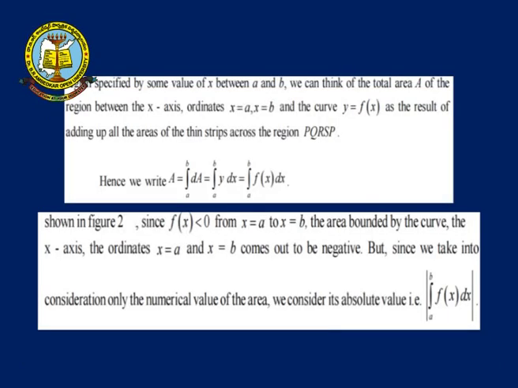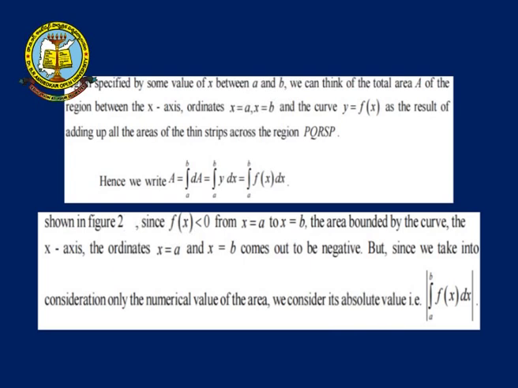Now, in this region specified by some values of x between a and b, I am talking about that first figure, PQRS, which is the area under y equal to f of x, the function, taking x equal to a to x equal to b, P to Q. Now, it is the total area, and we will come to the PQRS. It is figure 1.